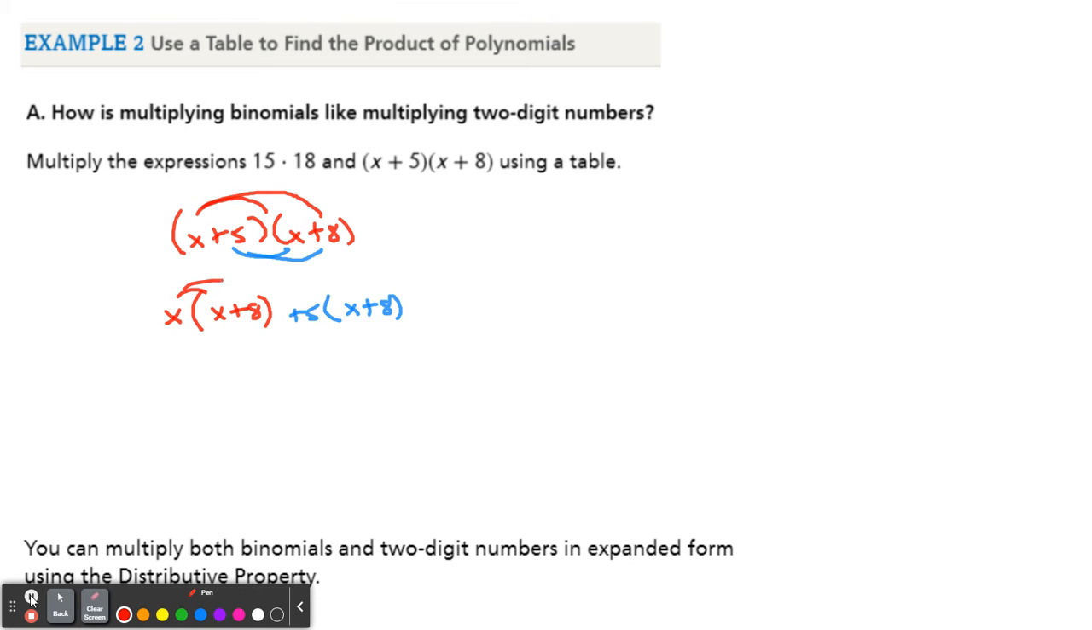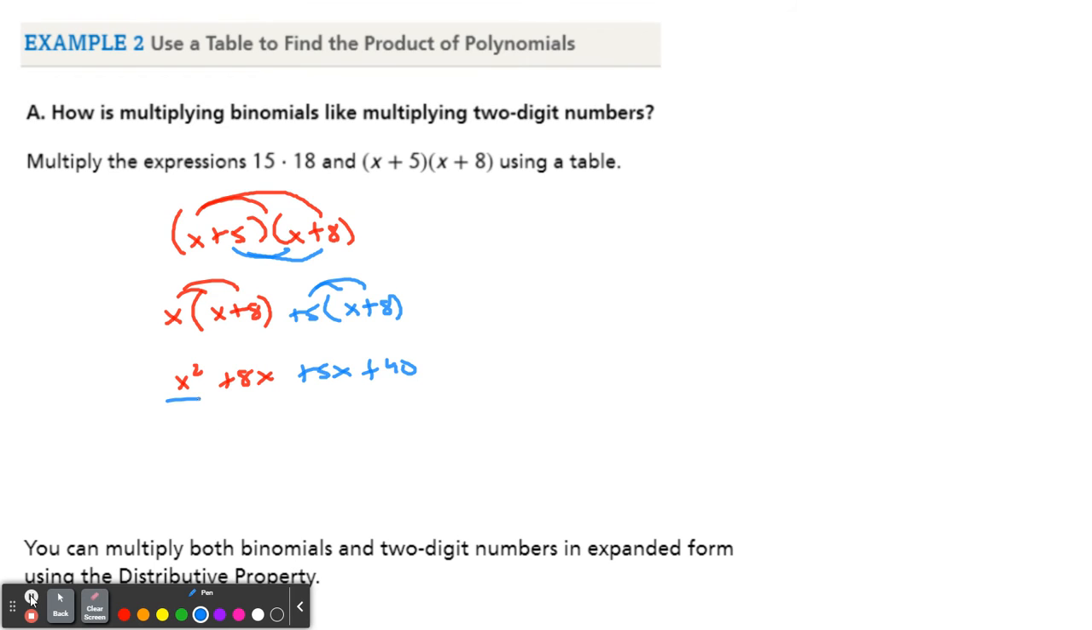When you distribute the x to those two, x times x is x squared. Remember, you add their exponents. x times 8 is 8x. In the second parenthesis, distribute the 5. 5 times x is 5x, and 5 times 8 is 40. Remember, make sure you multiply. A lot of people would put 13, right, because they think it's addition, because they see the plus 5 and the plus 8. It's multiplication.